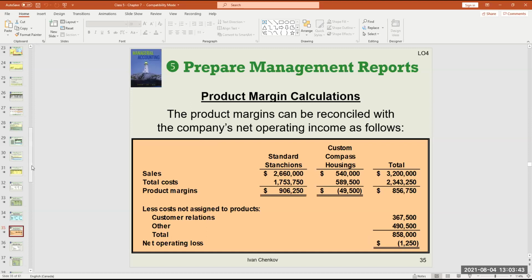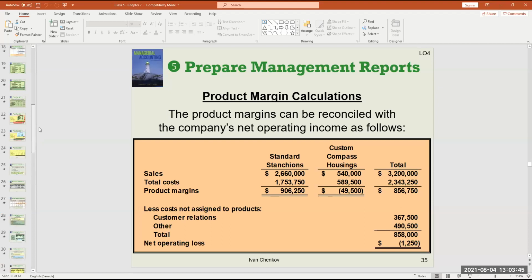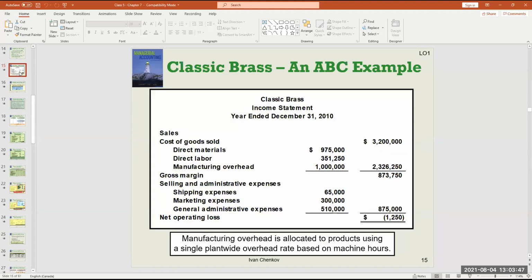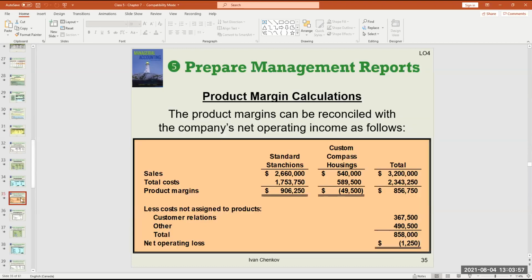So if you remember, in the very beginning, here, that's what we have, the operating loss of 1,250. Here, we're not changing it, but now we have a different allocation. Now we split the cost by the two divisions. And now we have the product margin for the standard compass housing, and we have the product margin for the custom compass housing. And in this case, as you can see, the custom housing is losing money.